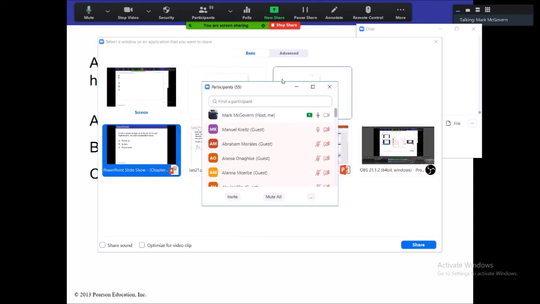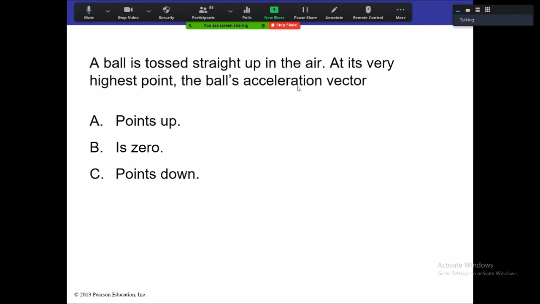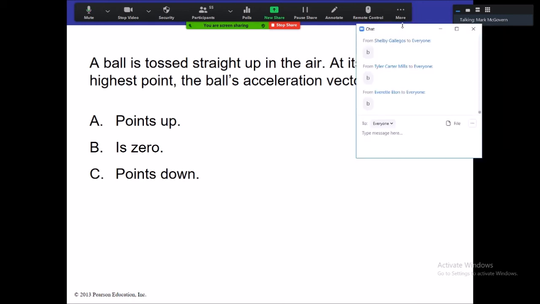Okay, let's do another problem here. A ball is tossed straight up in the air. At its very highest point, the ball's acceleration vector would be what?